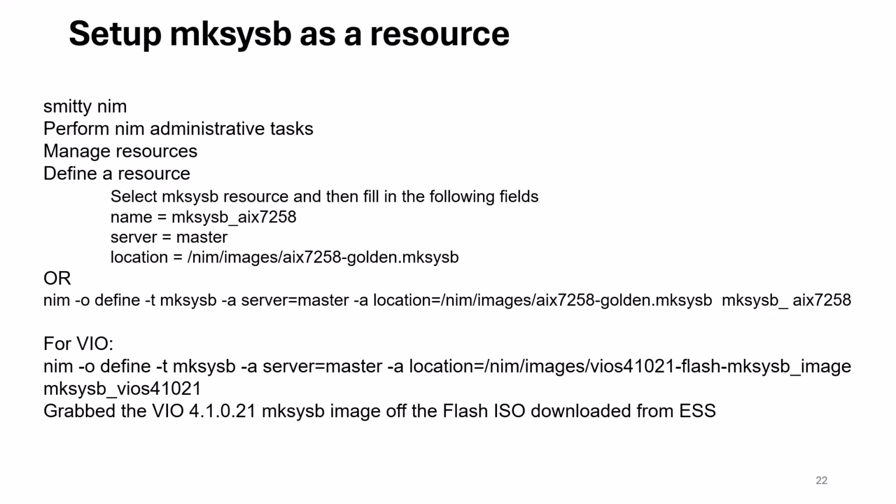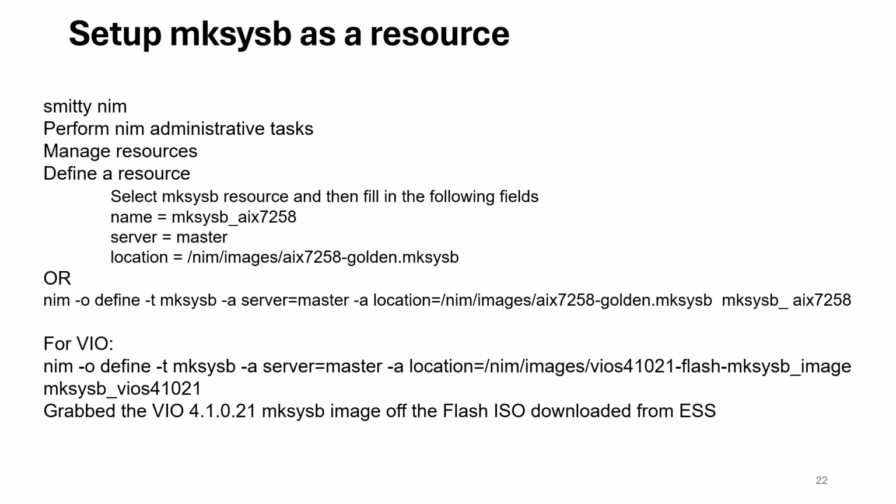It's already in /nim/images. So I'm just going to go through and define a mksysb resource, give it a name, and then give it the actual location. And you could do that with SMIT, or you can use the nim -o define command, which is what I have just below.